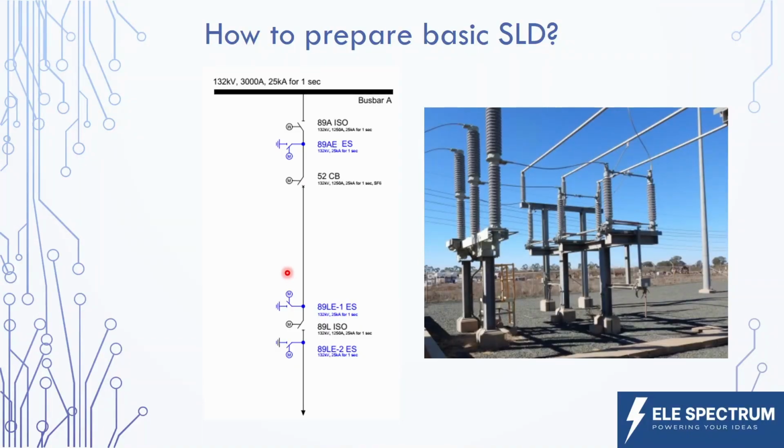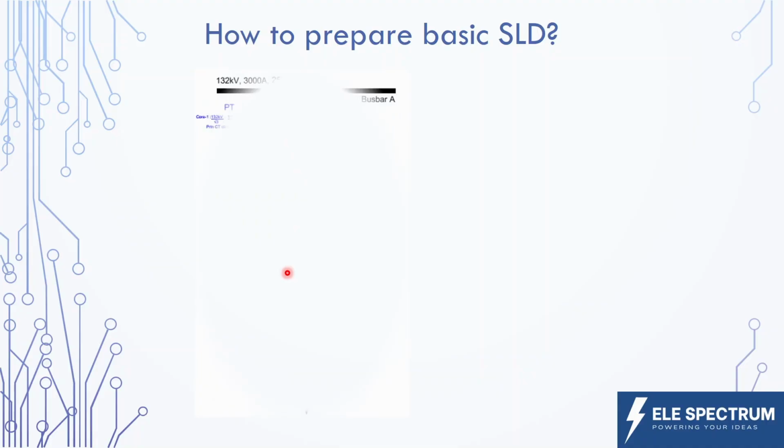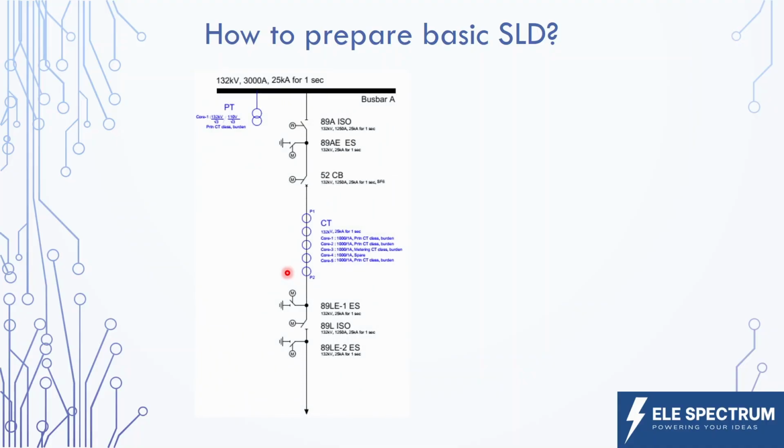Now let's discuss the next important elements in a single line diagram for a feeder, which are current transformer and potential transformer. As we discussed earlier, current transformer is used to step down the current to 1 ampere or 5 ampere level, which is then used to feed the protection relay or measuring devices for the protection and measurement purpose of the feeder. Similarly, potential transformer is used to lower down the voltage to 110 voltage level, and then it is used for the protection and measurement purposes.